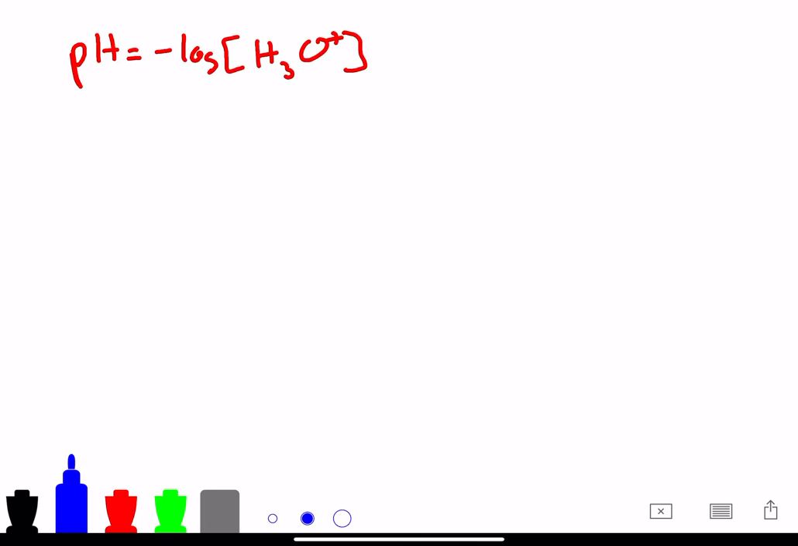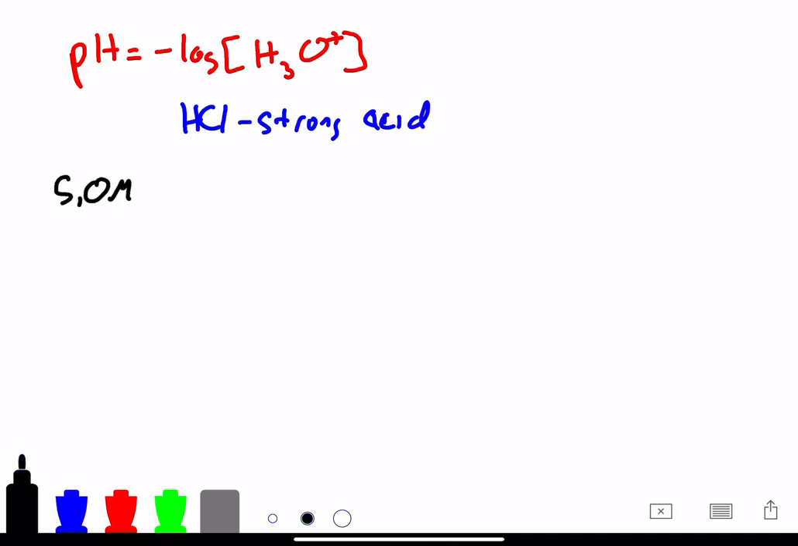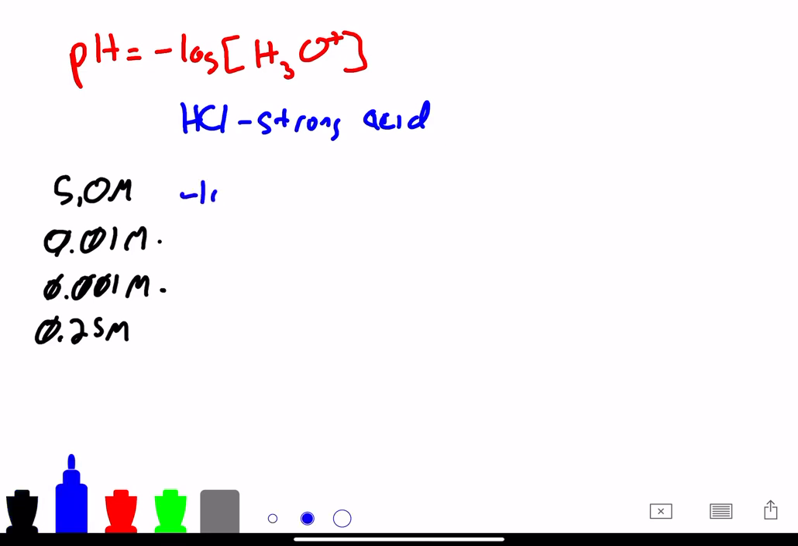So if I asked you to find the pH of the following HCl solutions, now remember HCl is a strong acid. So let's say we had a 5.0 molar solution, a 0.01 molar, a 0.001 molar, and a 0.25 molar solution. Now we're going to use the opposite of log, because anything less than 1 would have a negative value, which we don't want. So the formula for pH is the negative log. So if we plugged in negative log of 5, that's equal to negative 0.69.